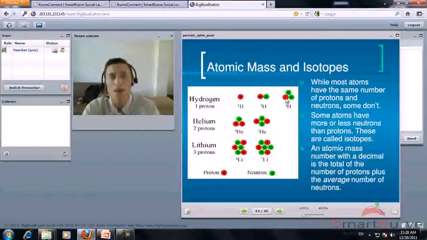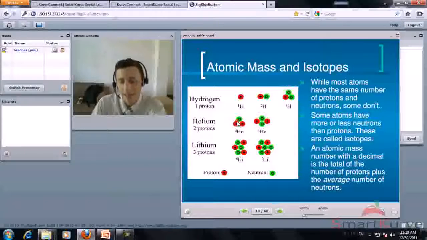Notice the number of protons is always the same. The number of neutrons can change. You see the same thing there with helium and lithium. Again, helium always has 2 protons, but can have 1 or 2 neutrons. Lithium always has 3 protons, but can have 3 or 4 neutrons.